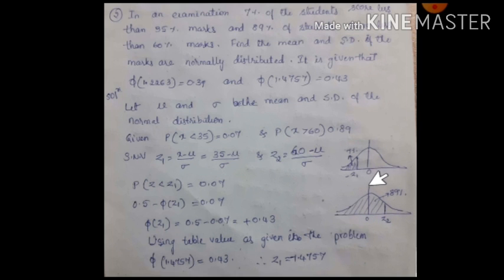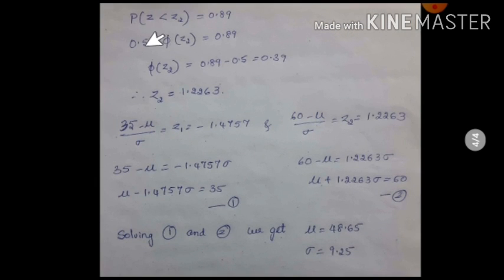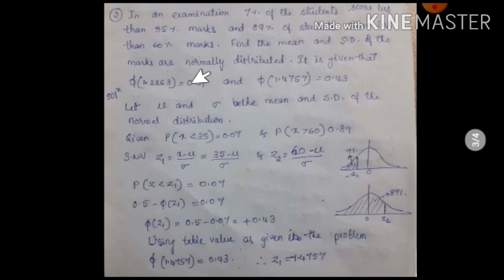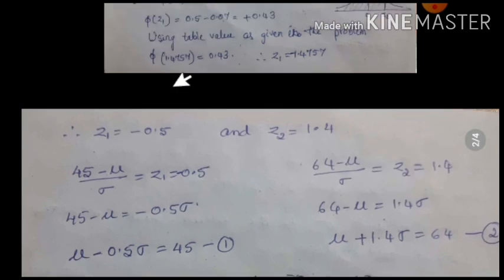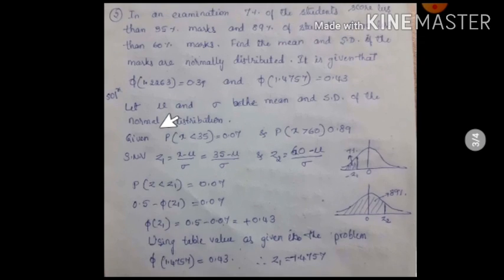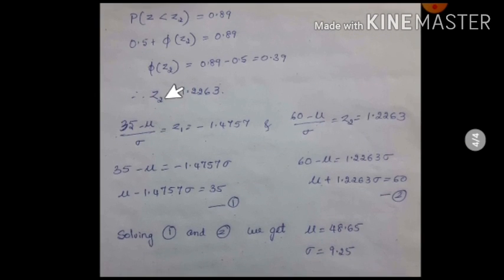How can I calculate this area? It is nothing but 0.5 plus the area from 0 to Z2, that is phi of Z2, which is equal to 0.89. So phi of Z2 is 0.89 minus 0.5, that is 0.39. From the given table, they have told that the area 0.39 you will get at the value 1.2263. So the Z2 value will be 1.2263.